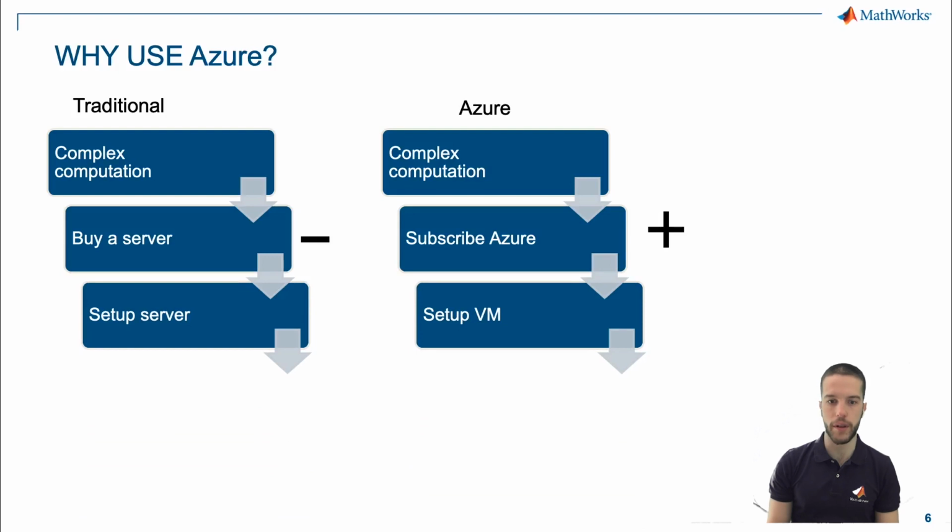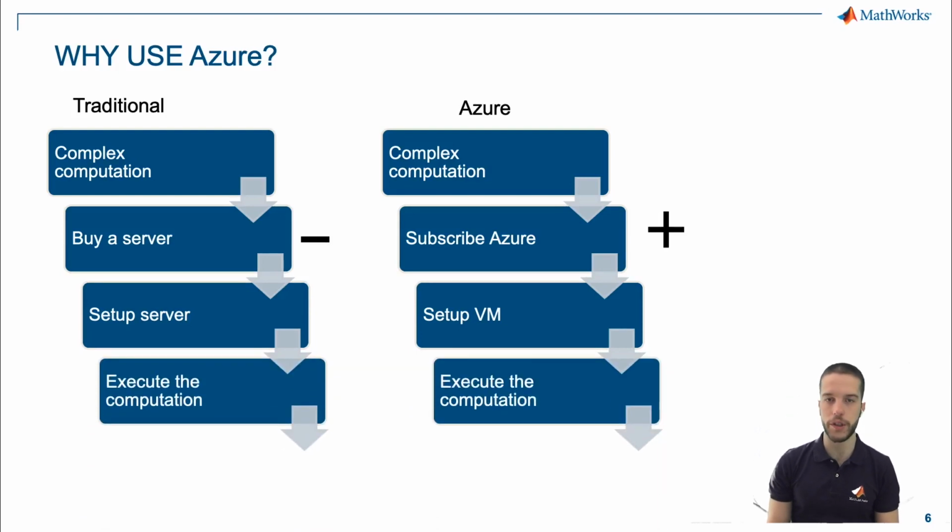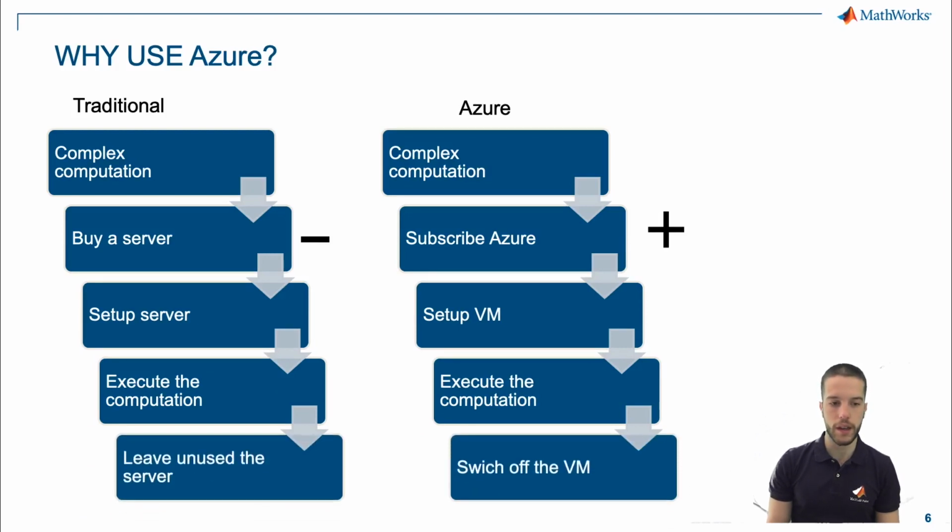Next, we set up the server or the virtual machine. We execute the computation on both machines, and finally, in the server case, we switch off the server and leave it where it is. Whereas in the case of Azure, by switching off the virtual machine, we stop paying. So that's the point. With an online service, we can build our virtual machine based on our need of that particular moment without wasting resources, unlike buying a server that, once we have bought it, we cannot sell anymore.